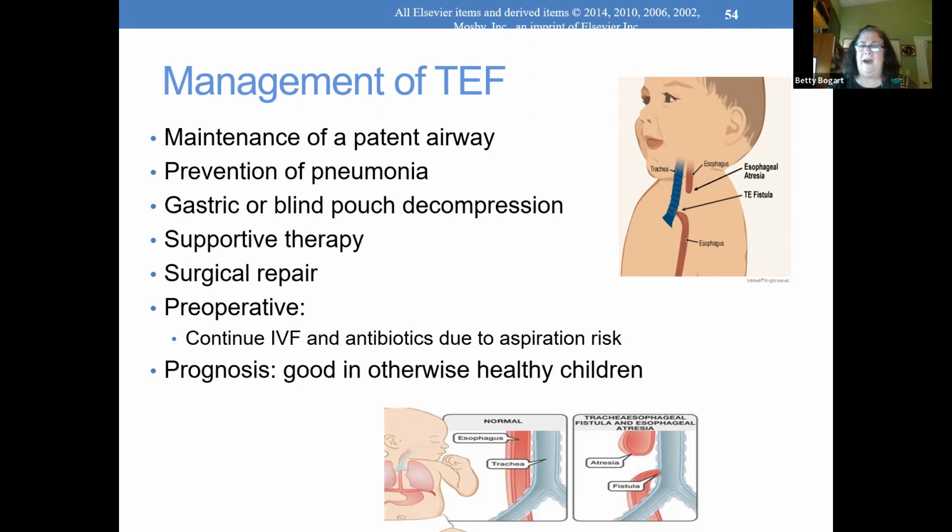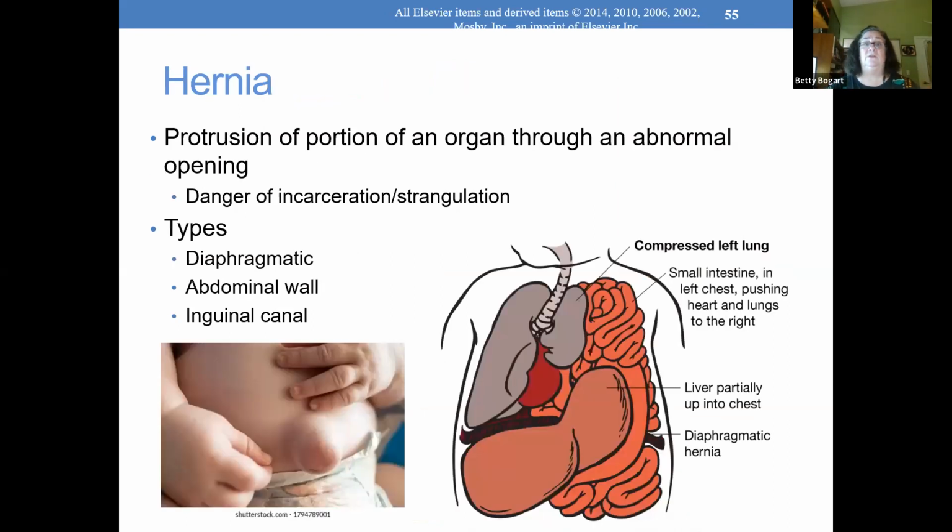And why antibiotics? They're constantly aspirating food into their lungs. They need to prevent pneumonias, so we give antibiotics for that. These children do well. Just because they're missing this connection, there's no cognitive delays or anything. They will be otherwise normal, healthy children.